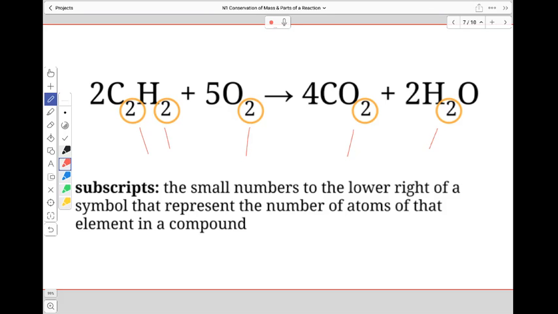Now wait, how come this guy doesn't have a number behind it? Well, actually, it didn't need it. If there's a letter that doesn't have a number behind it, we assume that it's a value of 1. So carbon dioxide is 1 carbon and 2 oxygens. Water is 2 hydrogens and 1 oxygen. Okay? So do you understand that? So those are your subscripts.